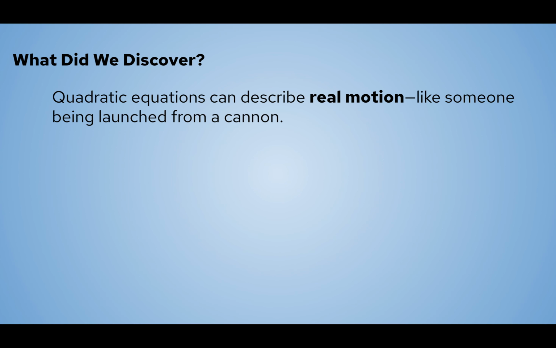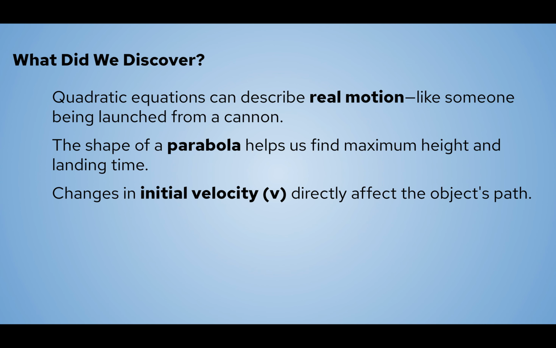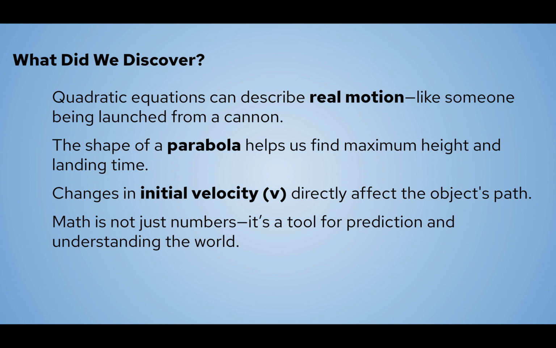So what did we discover in this video? Well, we discovered that quadratic equations can describe real motion, like someone being launched from a cannon. The shape of the parabola helps us find maximum height and landing time. Changes in initial velocity, v, directly affect the object's path. And math is not just numbers, it's a tool for prediction and understanding the world.